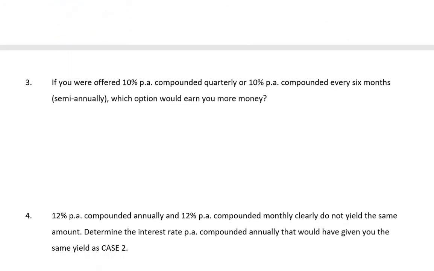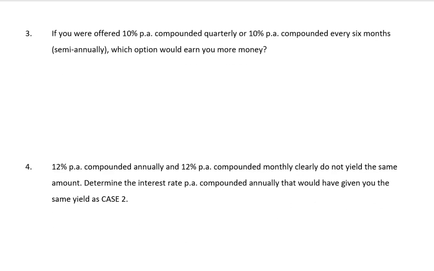Okay, let's look at the next question. If you were offered 10% per annum compounded quarterly, or 10% compounded every 6 months, which option will earn you more money? So let's have a look at this. They have given you exactly the same interest rate, except here compounded quarterly means 4 times a year, and compounded every 6 months would mean twice a year.